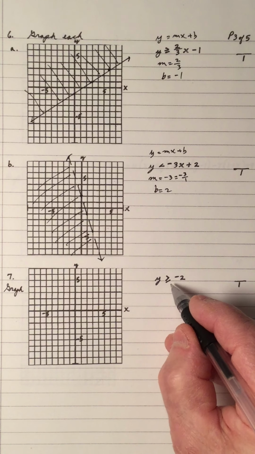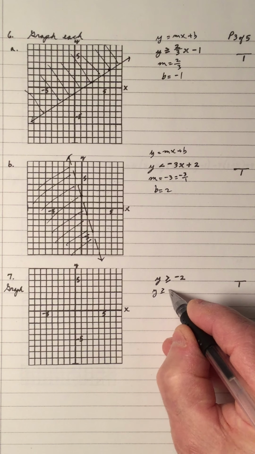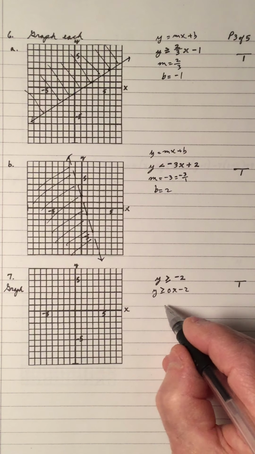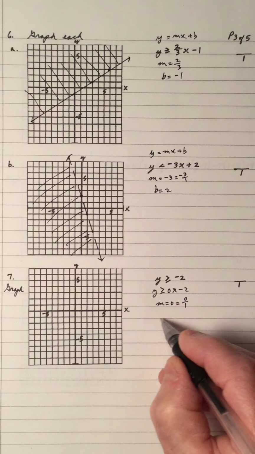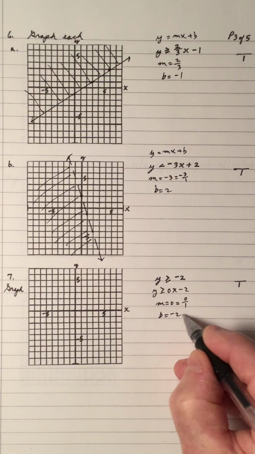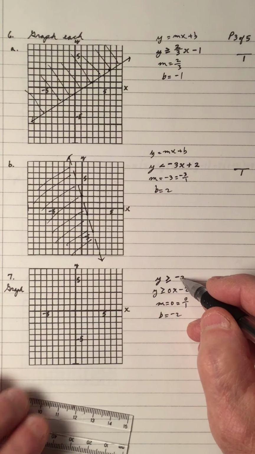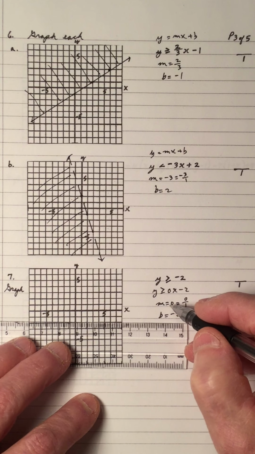Number 7, y is greater than or equal to -2. This inequality could be written this way, but we normally don't. The 0x is missing. So it has a slope of 0, understood to be 0 over 1. And the y-intercept is -2. So y is greater than or equal to -2. That means your boundary line is a horizontal line with a 0 slope.